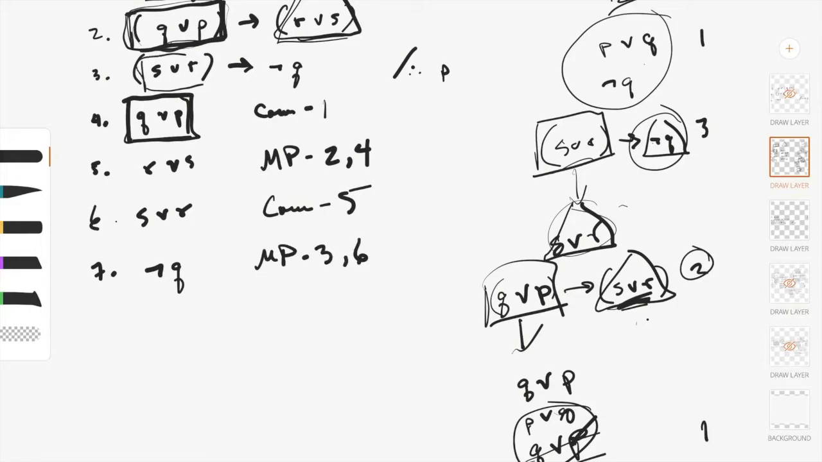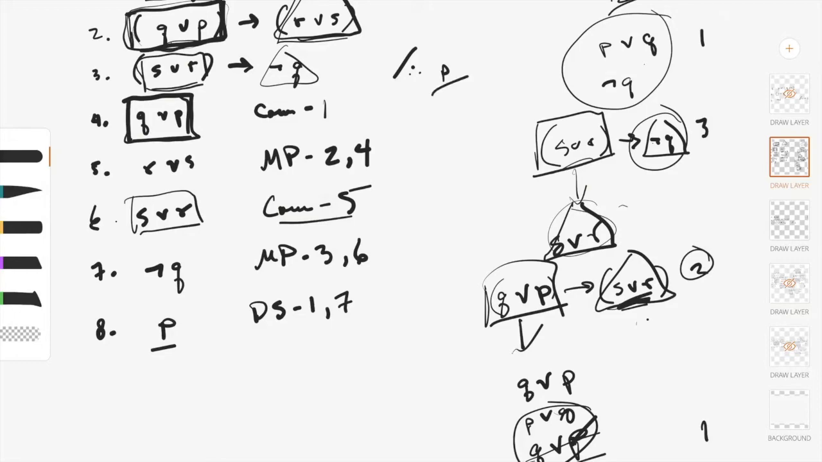So again, here's the front end. The front end has to exactly match. That's why we did commutation. And we're entitled to conclude the consequence. So now we have not Q. Now we can use that not Q with line 1 to derive P by disjunctive syllogism. So that's just disjunctive syllogism on lines 1 and 7. And because we have successfully derived our conclusion, the proof ends.